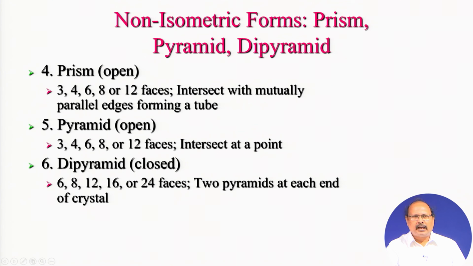And what will be a dipyramid? This will be a closed form here. This is a collection of 6, 8, 12, 16 or 24 faces. Essentially, there are 2 pyramids at each end of the crystal. So, you see when we talk about dipyramid, we just have a double of these values here. So, 3 becomes 6, 4 becomes 8, 6 becomes 12, 8 becomes 16, 12 becomes 24, and we will see why this is so.